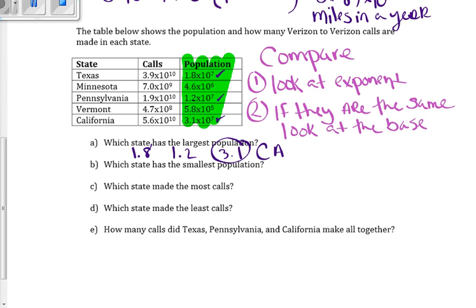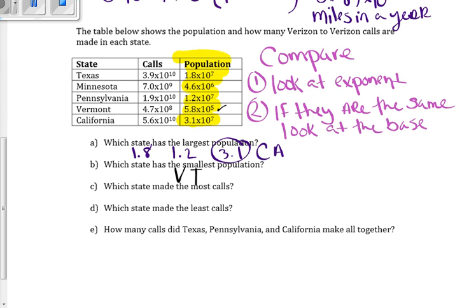Okay, now we want to look at the smallest number. So again, we'll look at the smallest for population. And we want to look at which one has the smallest exponent. So I just have 5, so that's got to be the smallest. So Vermont. VT is Vermont's shortcut.